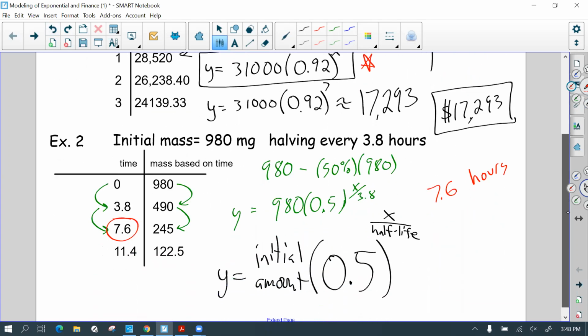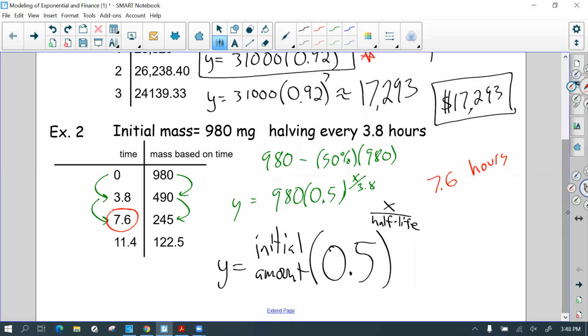The half-life, losing 50% is the same thing as keeping 50%. So that's why our base is 0.5. And in general, the general formula for a half-life problem is the initial amount times 0.5 raised to the x divided by the half-life, however long the half-life is.